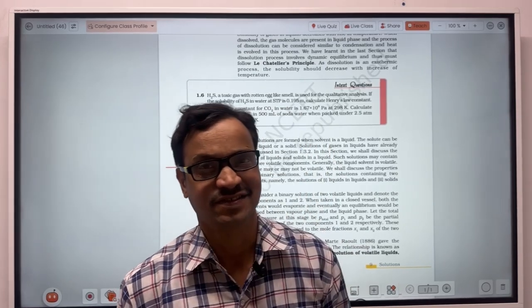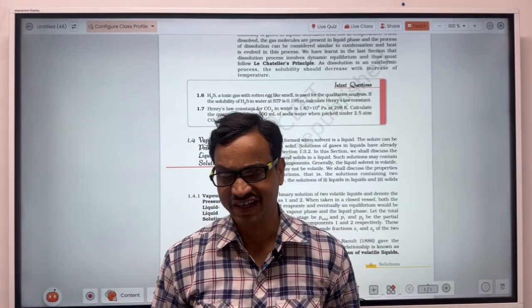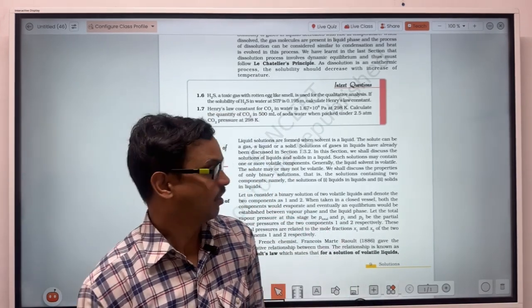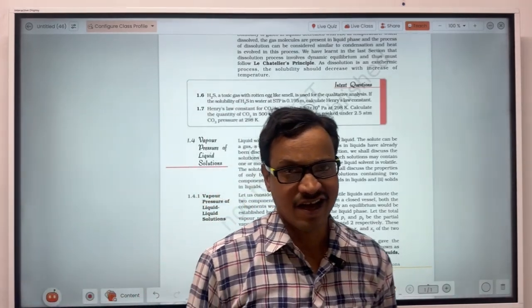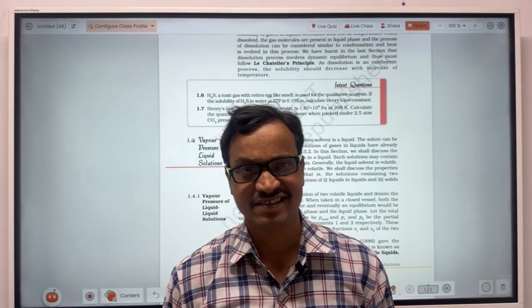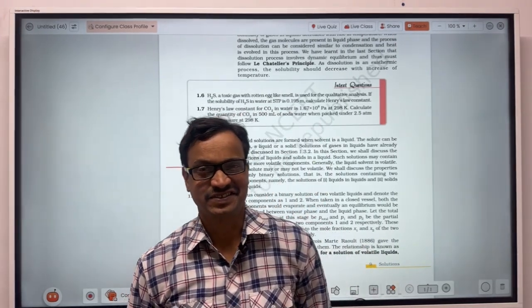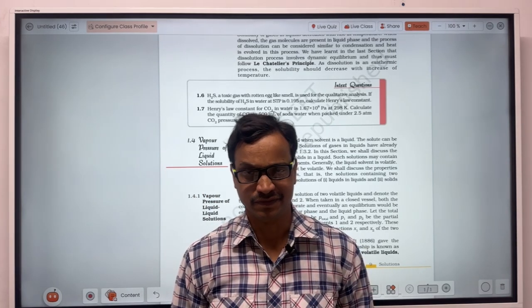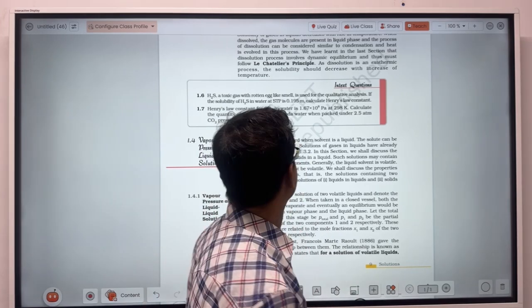In the last class, we discussed the solubility of gas in a liquid. Now we will discuss the numericals asked based on the solubility of gas in a liquid. And you know that the solubility of gas in a liquid is studied by Henry's law.